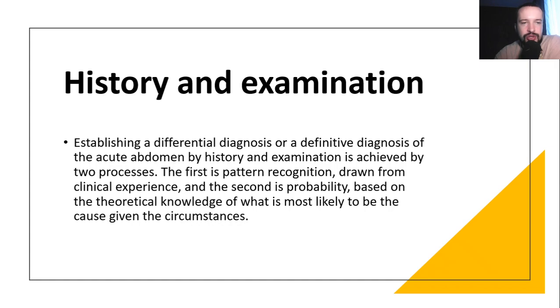History and examination. Establishing a differential diagnosis or a definitive diagnosis of the acute abdomen by history and examination is achieved by two processes. The first is pattern recognition, drawn from clinical experience, and the second is probability, based on theoretical knowledge of what is most likely to be the cause given the circumstances.